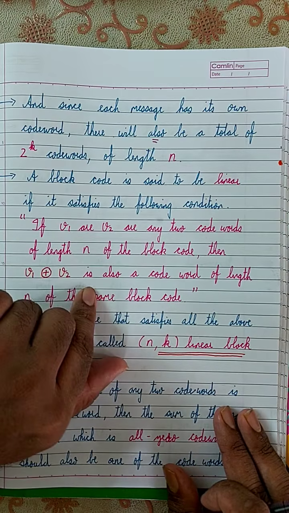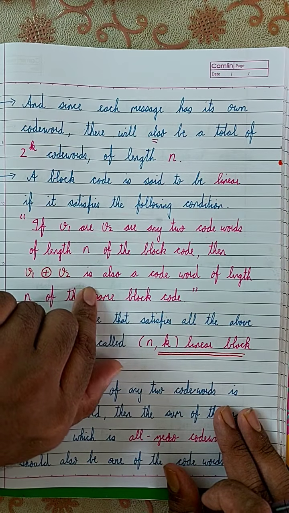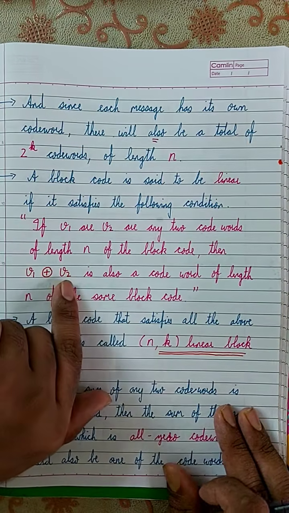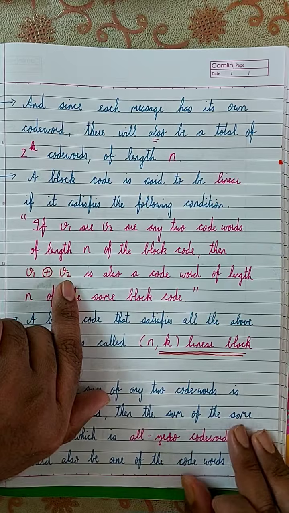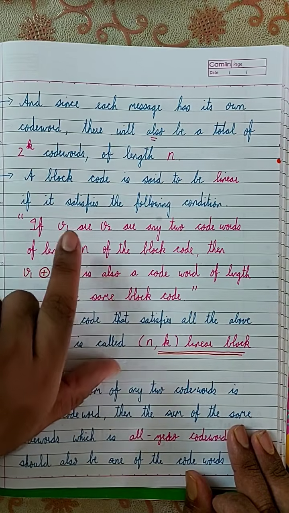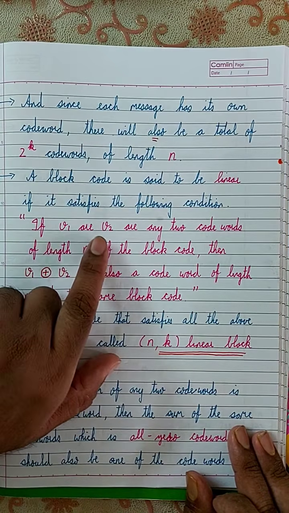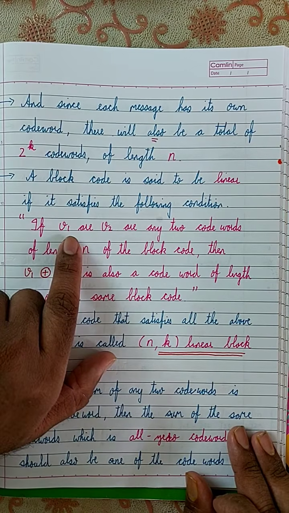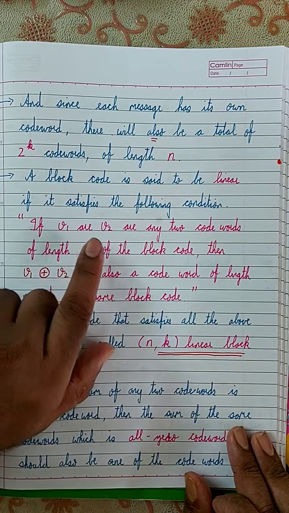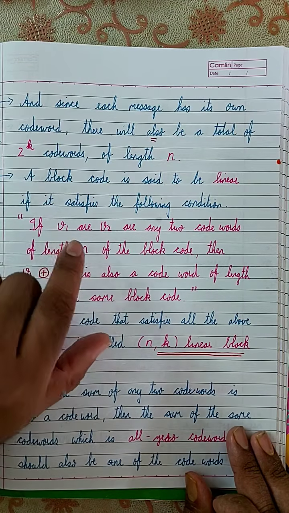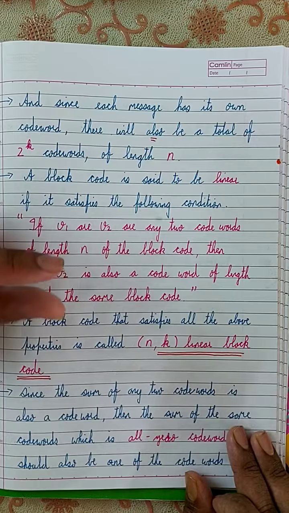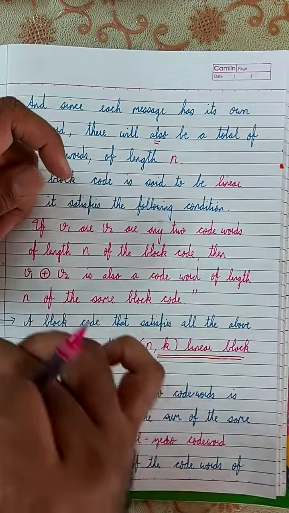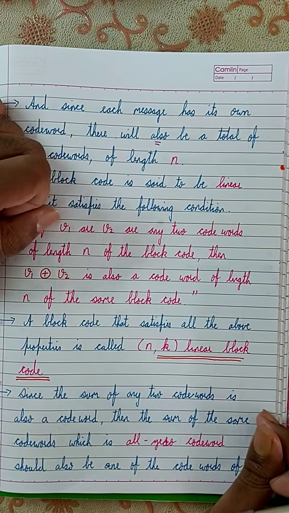What is 0 plus 0? 0 plus 0 is 0. What is 1 plus 1? 1 plus 1 is also 0, right? According to this XOR function, 1 XOR 1 is also 0. So if V1 and V1 itself are added together, you will get 0. Since it's an XOR function, if you XOR two same code words, you will get the answer as the all-0 code word, right?